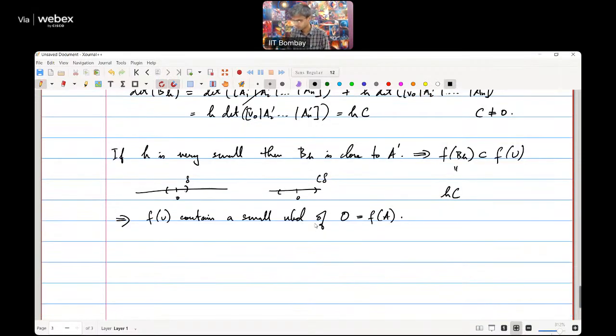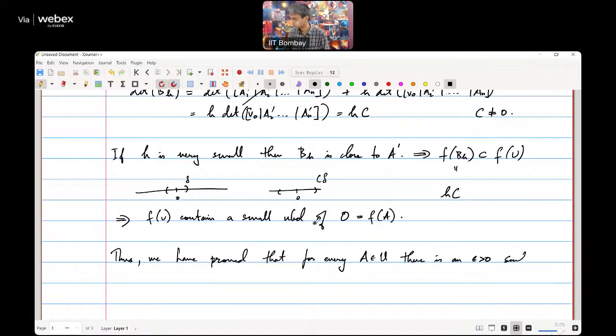Okay. So in both cases, thus we have proved that for every A in U, there is an epsilon positive such that the epsilon ball around f of A is contained in f of U. The epsilon depends on A, of course. This implies f of U is open. So this implies f is open.